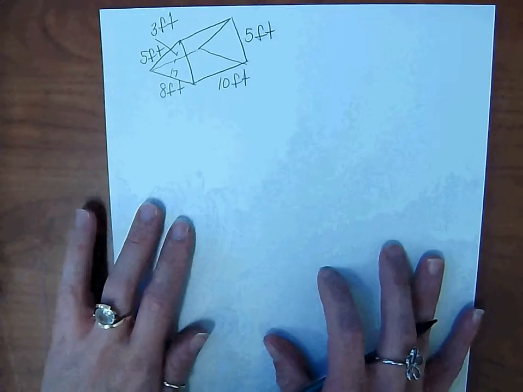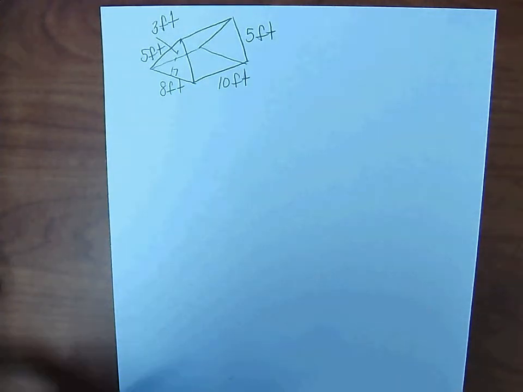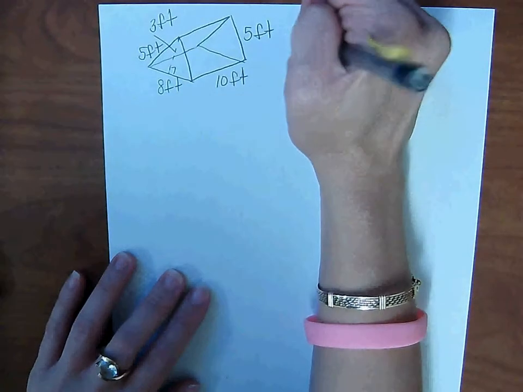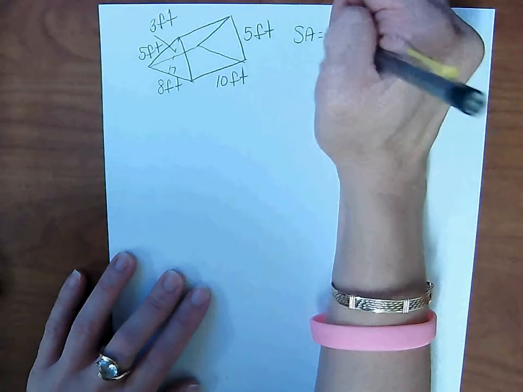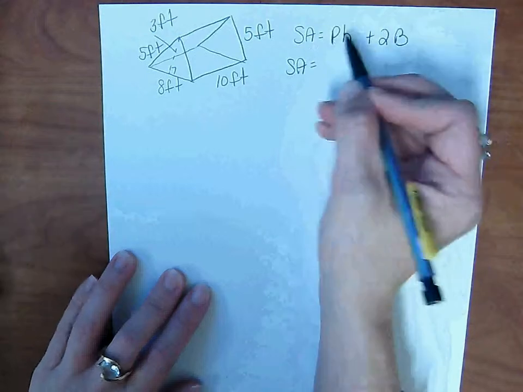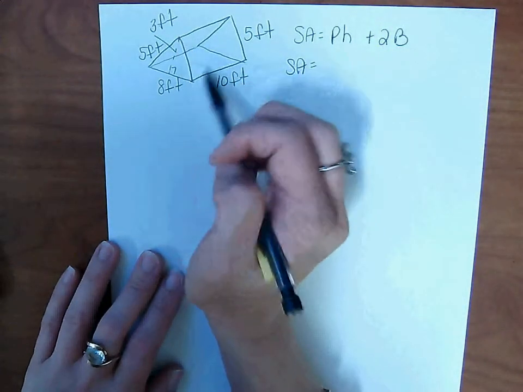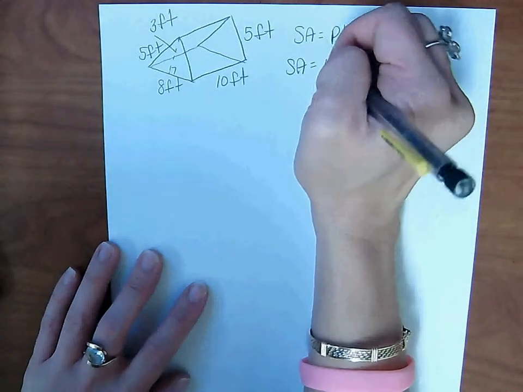In our next picture, we have to notice that the prism is not standing on its base triangle. So when it comes time to find height, we have to imagine the figure turned over so that it is standing on the base triangle and we can find height. So surface area equals pH plus 2 big B. So perimeter of the base triangle, 8, 5, and this side is the same as this side, so 5. So it's going to be 18.